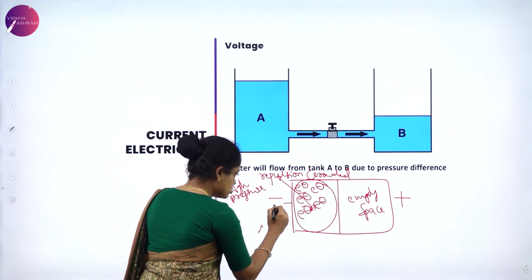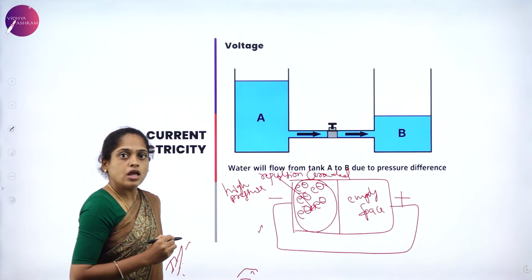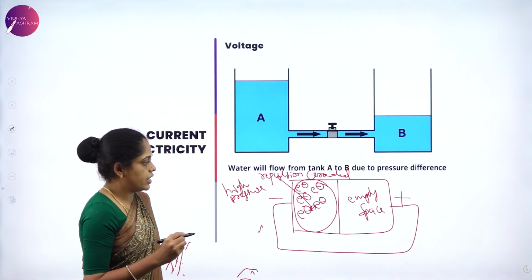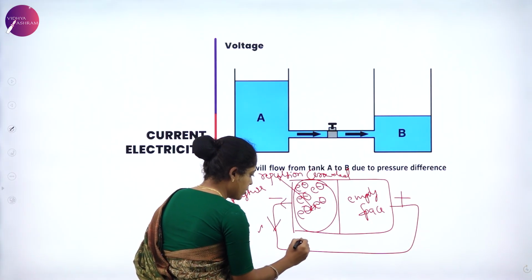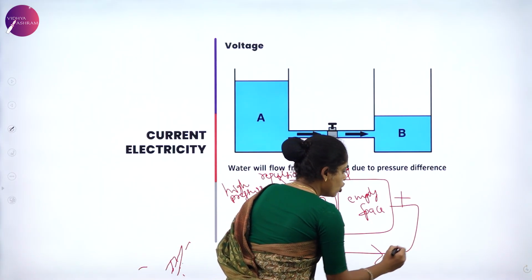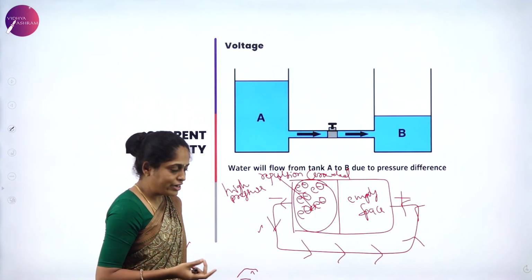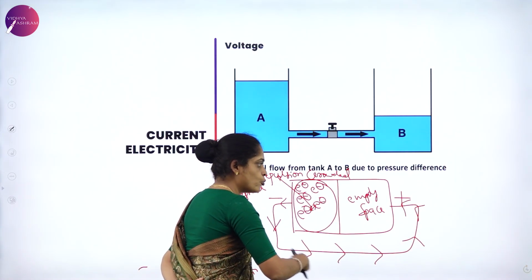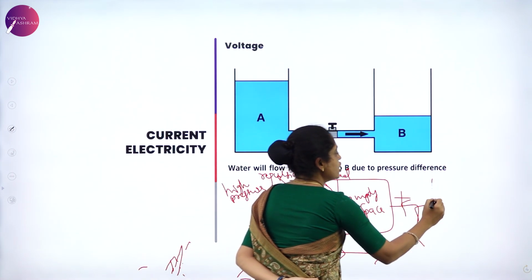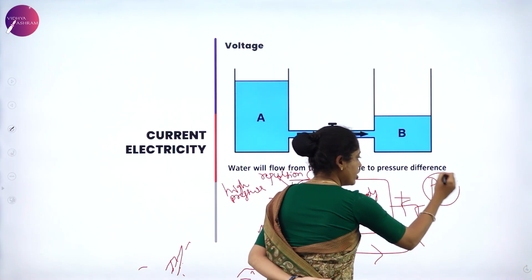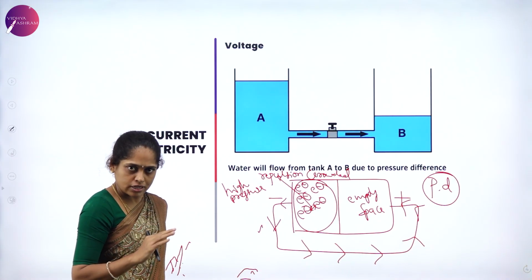So we will connect this battery to a wire. When we connect the battery to a wire, these electrons move from the high pressure to the low pressure side. This pressure difference makes the electrons move from one side to another side, nothing but potential difference. The potential difference makes the electrons move from one side to another side.